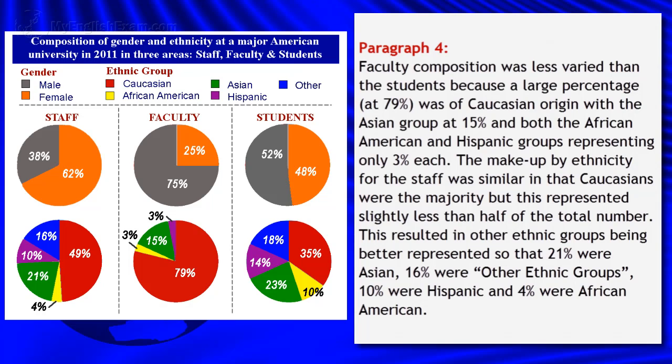The makeup by ethnicity for the staff was similar, in that Caucasians were the majority, but this represented slightly less than half of the total number. This resulted in other ethnic groups being better represented, so that 21% were Asian, 16% were other ethnic groups, 10% were Hispanic, and 4% were African American.